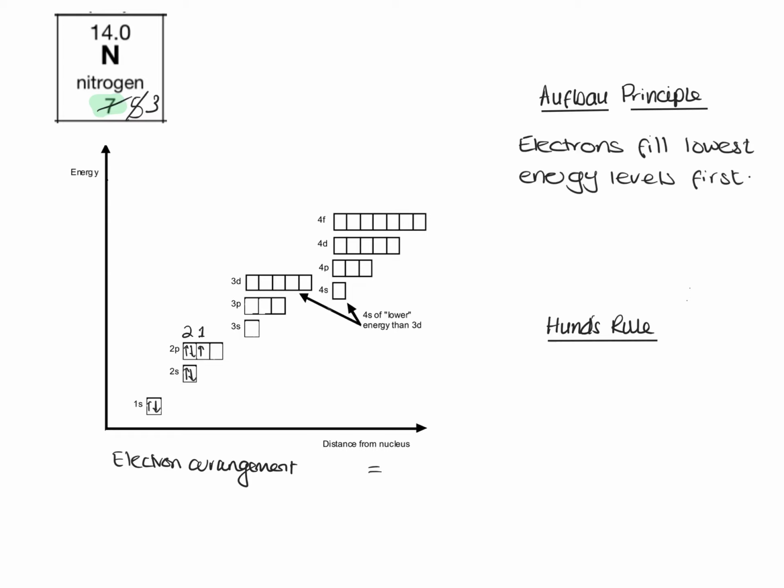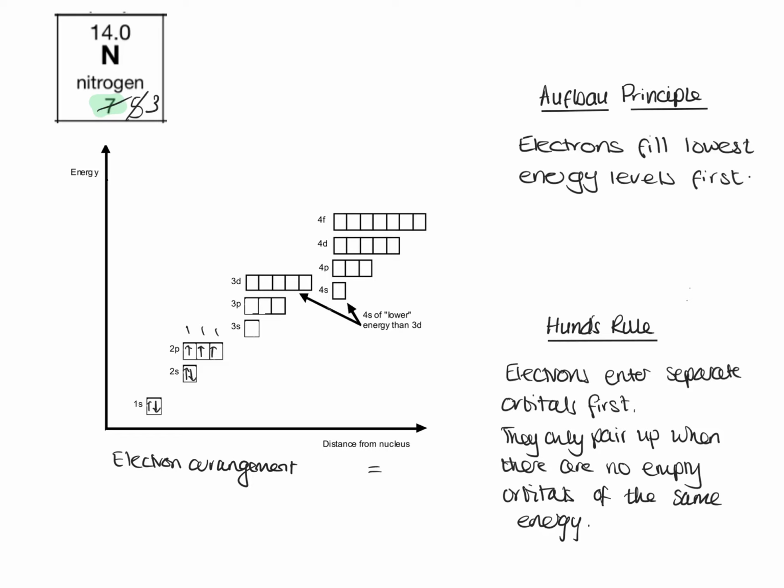Alternatively, because we can't get all 3 into the one box, so we have to split them up somehow, the other thing we could do is put 1 electron in there, and put 1 electron in there, and put 1 electron in there, so that now we've got 1 in each orbital. So which one do you do? Well, Hund's rule tells us the answer to that question. Hund's rule says that electrons enter separate orbitals first, and they only pair up when there are no empty orbitals of the same energy.